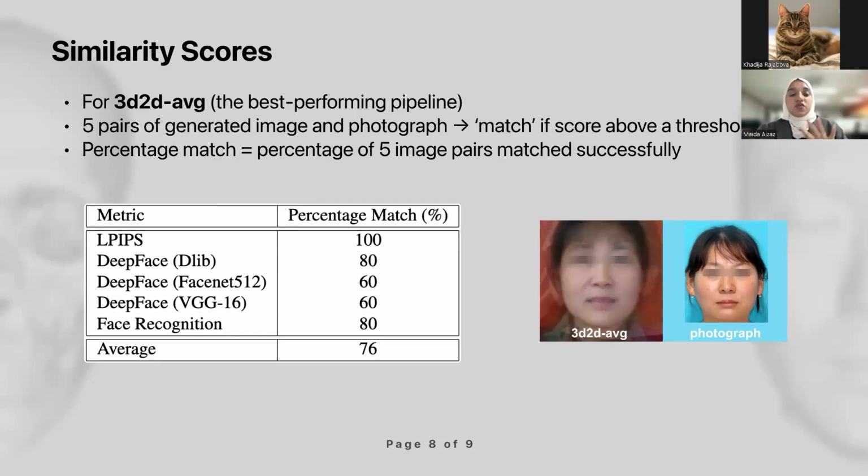And what we did here was we used 5 different metrics that are established in the field to be useful for basically comparing if two faces in particular belong to the same person. And these are LBPH, DeepFace, Dlib, FaceNet 512, VGG16, and then face recognition. Now, what we did was we had 5 pairs of generated image and photograph, as you can see on the screen right here, and they were considered to be a match, belonging to the same person, if the score was above a certain threshold. And this threshold was decided within the metric, so it's predetermined. And the percentage match over here basically refers to the percentage of these 5 pairs of images that were successfully matched. And for us, it came out to be a good 76%, which was pretty satisfying for us.